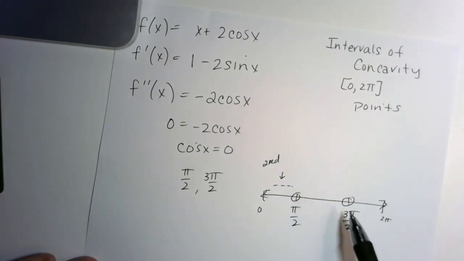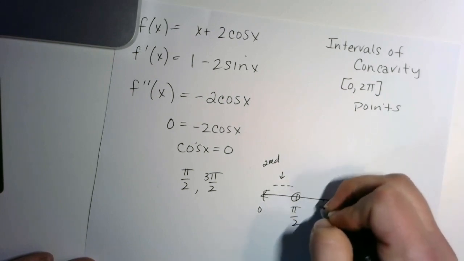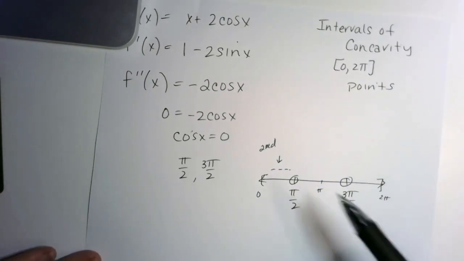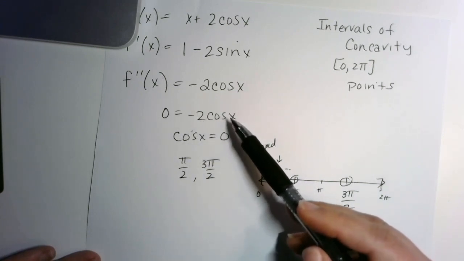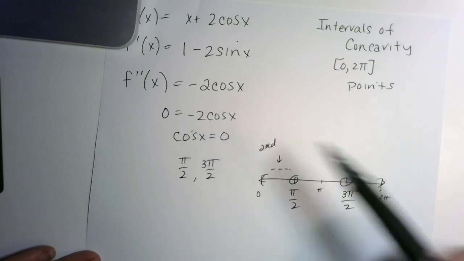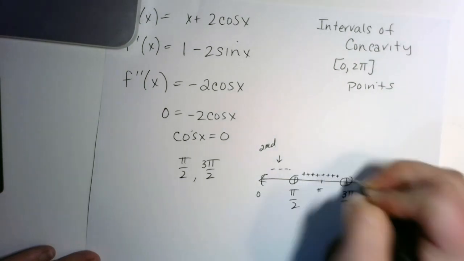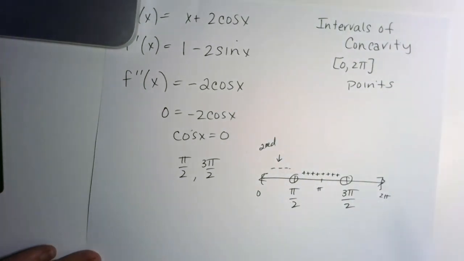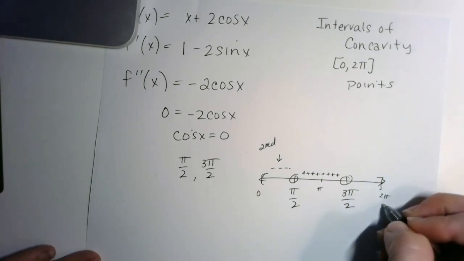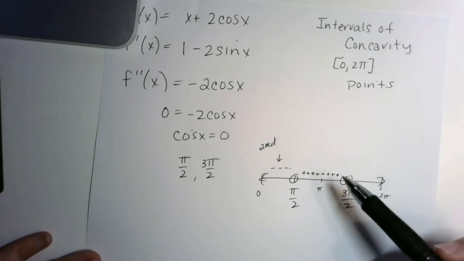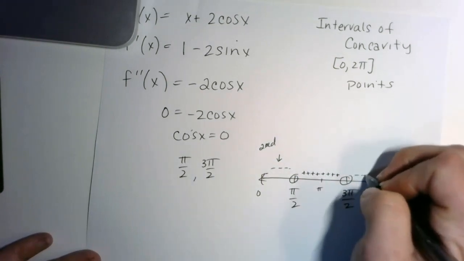Then between pi over 2 and 3 pi over 2, pi is a nice number to check. When I plug in pi, I get -1 for my cosine value, so then I have -2 times -1, which means it's positive in here. You can put 1 plus or 1 minus, it doesn't matter whichever way you like to do it. And then 3 pi over 2 to 2 pi is the fourth quadrant, and cosine is positive in the fourth quadrant. So I'm going to have a positive number times a negative number, which is a negative number.